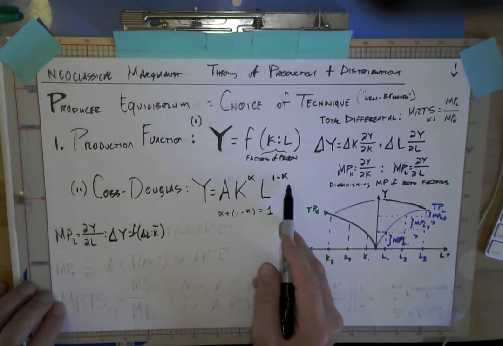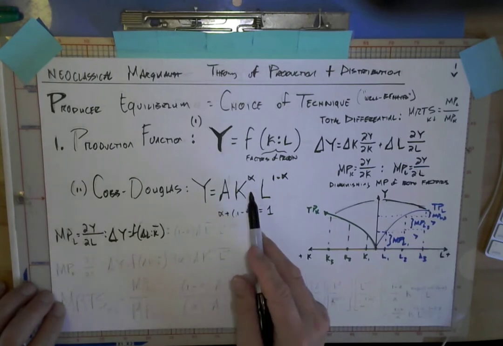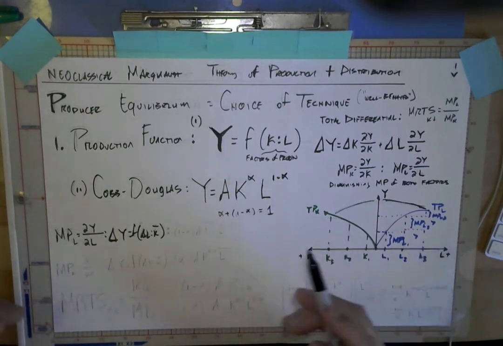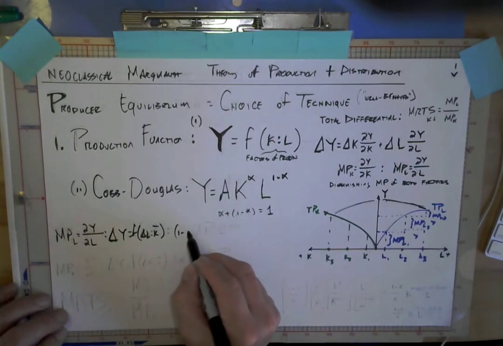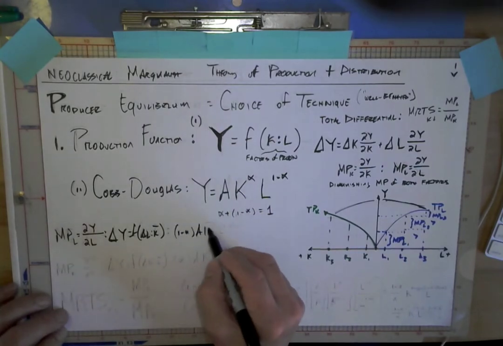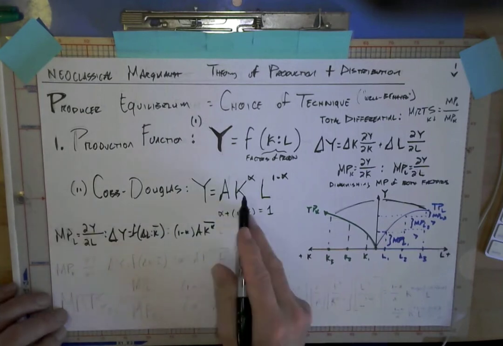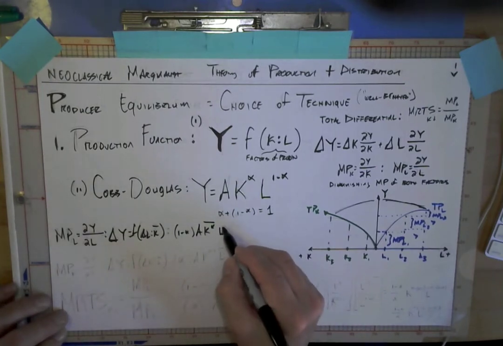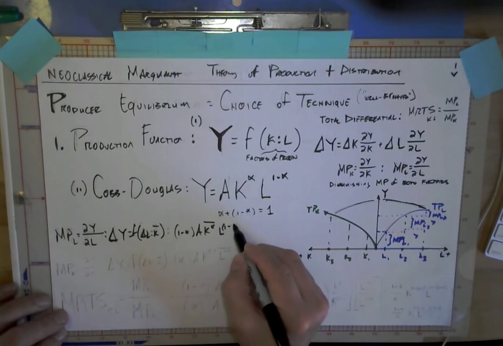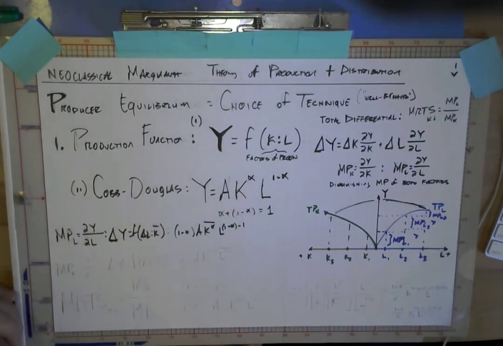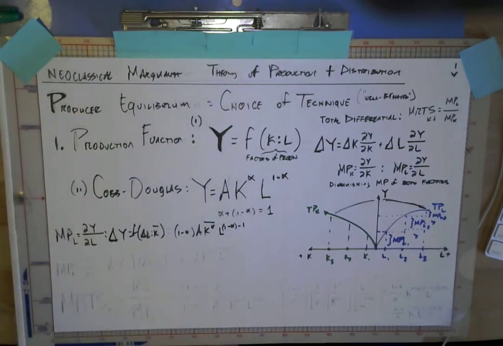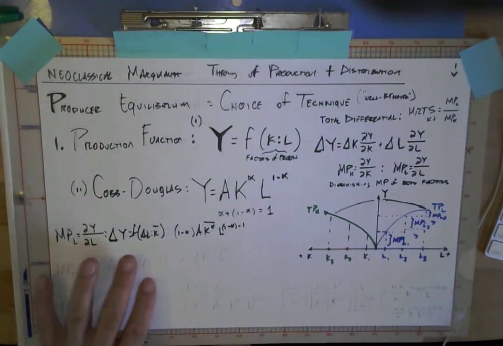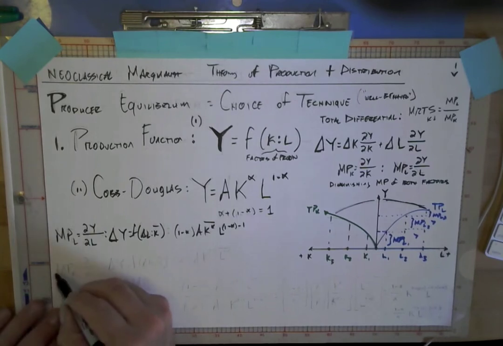So you're going to take the exponent, multiply it by the constant, and then subtract 1 from that exponent, like here. So this would be 1 minus alpha times A K to the alpha bar. You're holding that one constant. This is going to be L to the 1 minus alpha minus 1. All right, so that's going to be the first derivative of the Cobb-Douglas with respect to the labor input, the marginal product of labor.